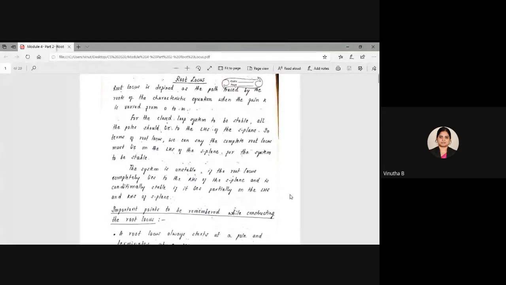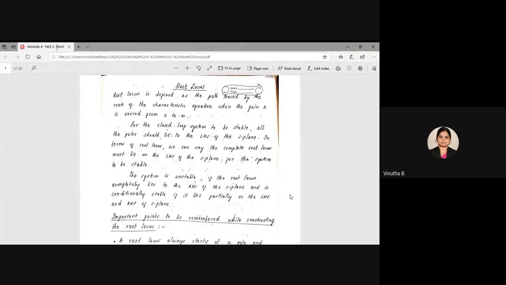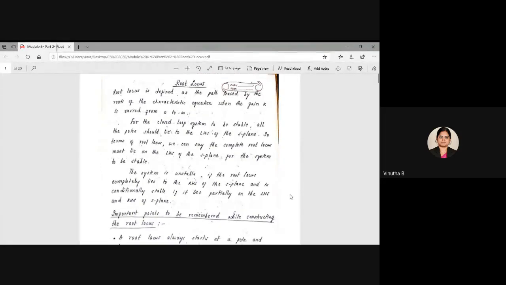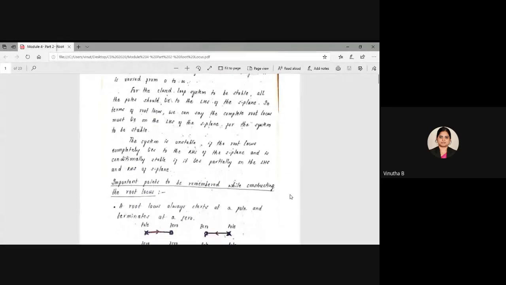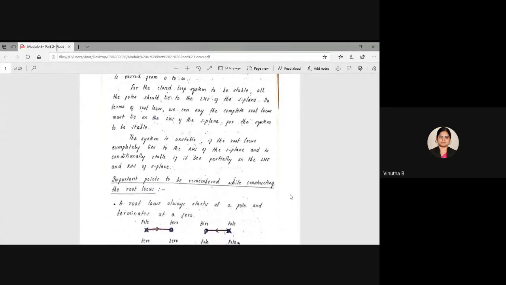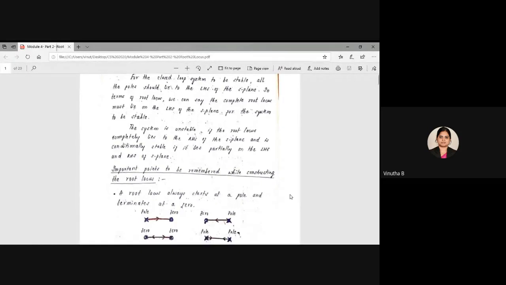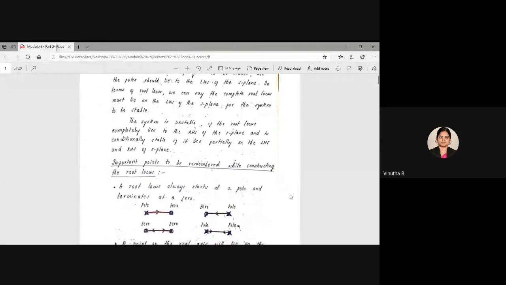Okay. So you have seen the definition of root locus already. Root locus is defined as the path traced by the roots of the characteristic equation when the gain K is varied from 0 to infinity. So for the closed loop system to be stable, what is the condition? All the poles should lie in the left half of the S plane. In terms of root locus, we can say the complete root locus must lie in the left half of the S plane for the system to be stable.